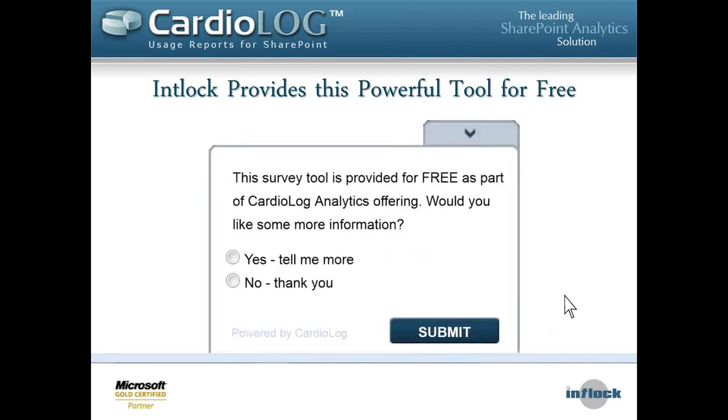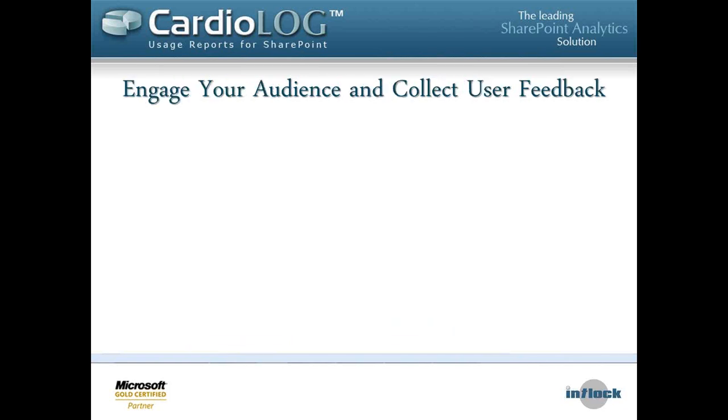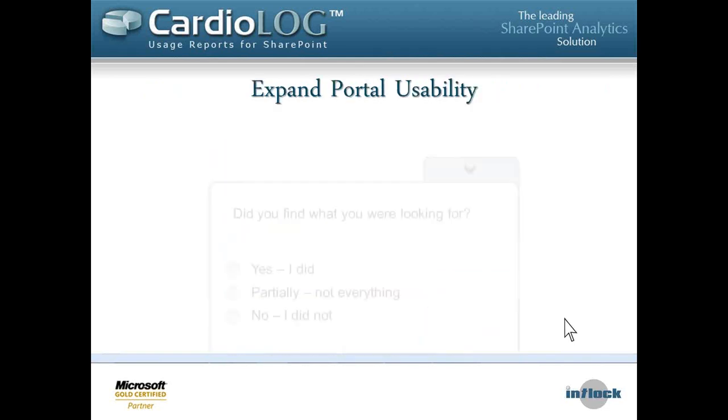I'm going to show you a few examples before I dive into the demonstration of how the tool can be used. We can, of course, define both multiple choice answers or open text-based answers. In this case, we're asking a question. The user answers yes, and then we can ask for additional information. In this case, that would be their email address. We can also provide open text-based answers. In this case, we're asking a very general question, what's the purpose of your visit, and our users can enter any text they want to answer the question.